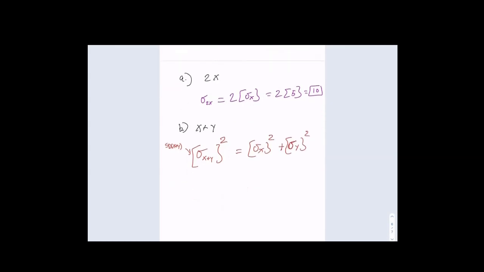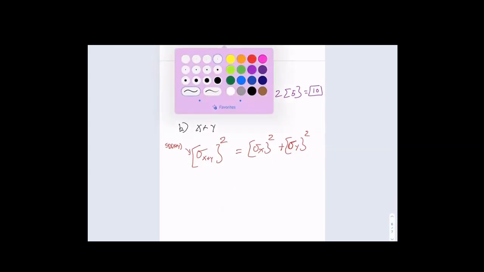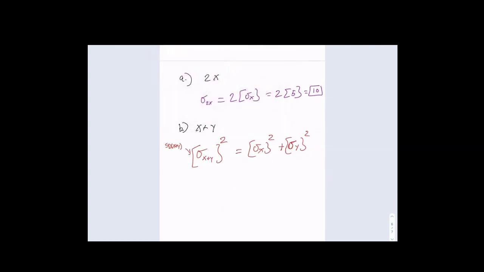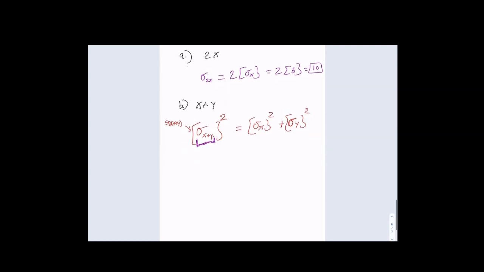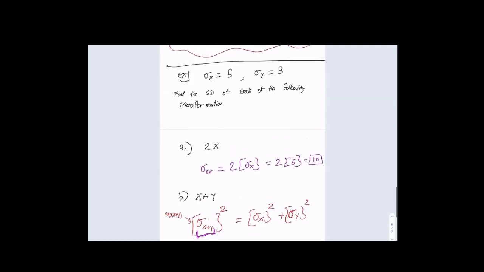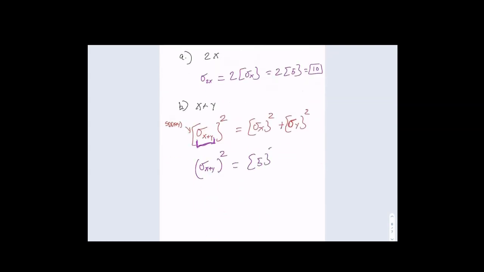And then we just, boom, okay, now I can just input the numbers. All I got to do now is input the numbers. This is what I'm trying to solve for, all right? This is what I'm trying to solve for. So I now have the standard deviation of x plus y squared is equal to, what is the standard deviation of x? 5 squared plus 3 squared.